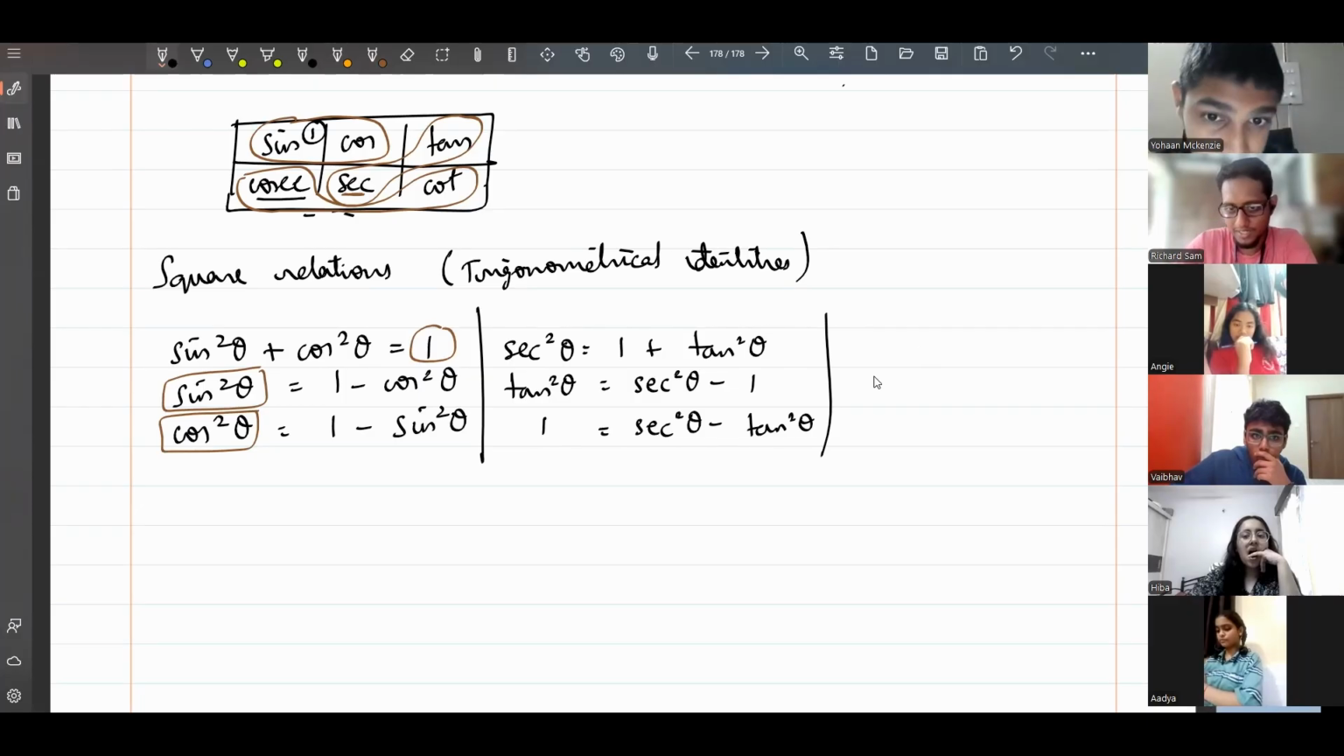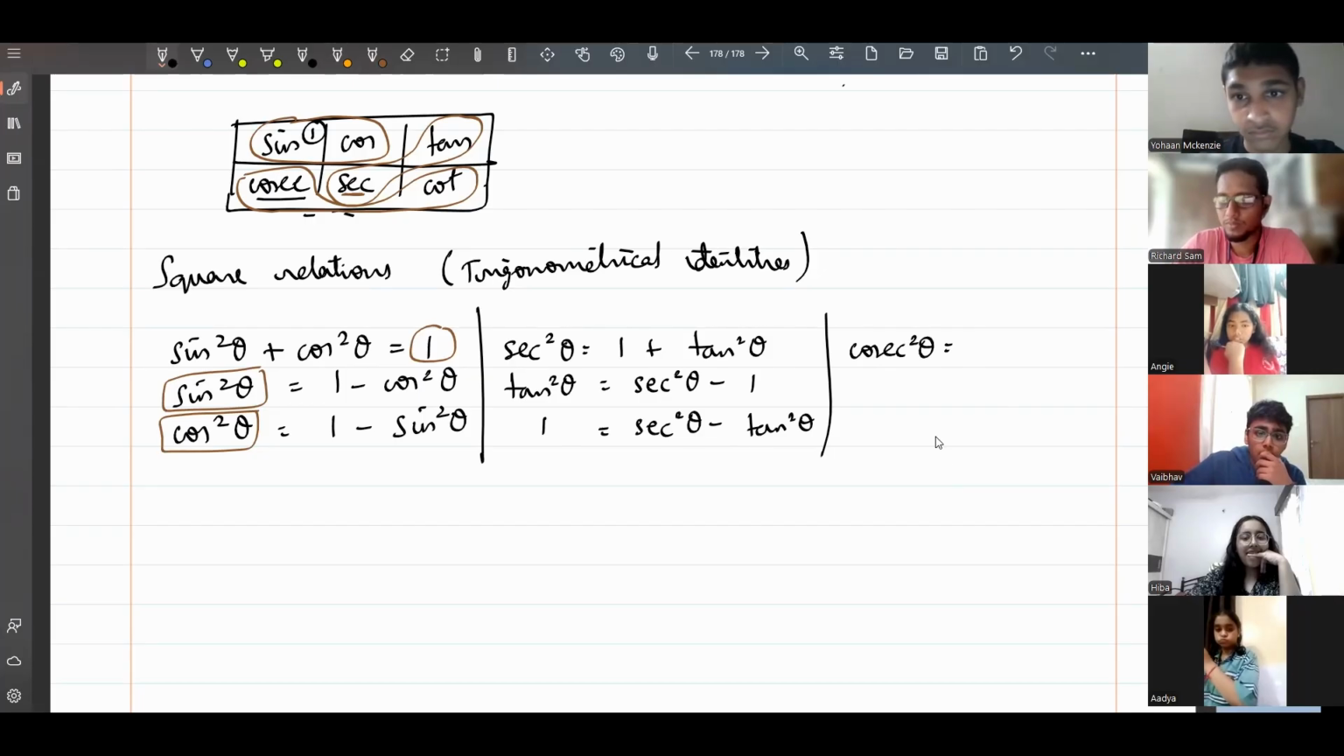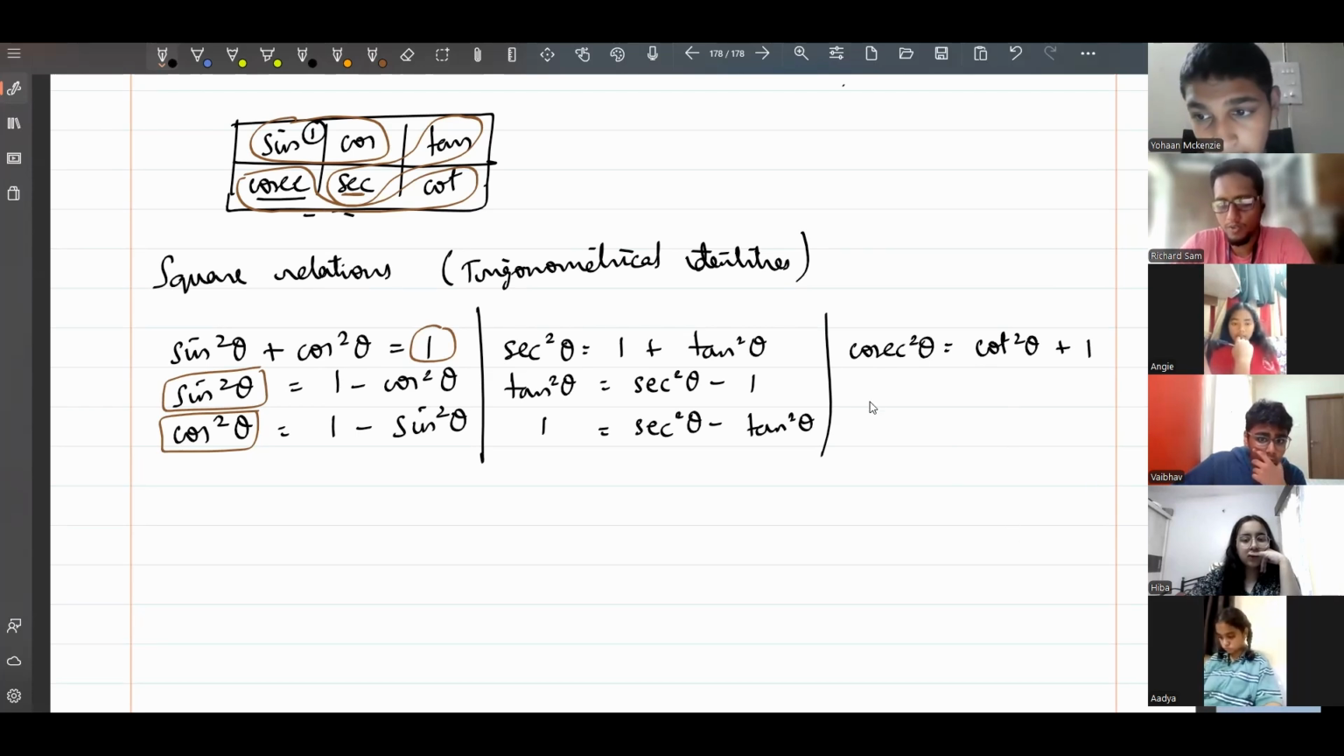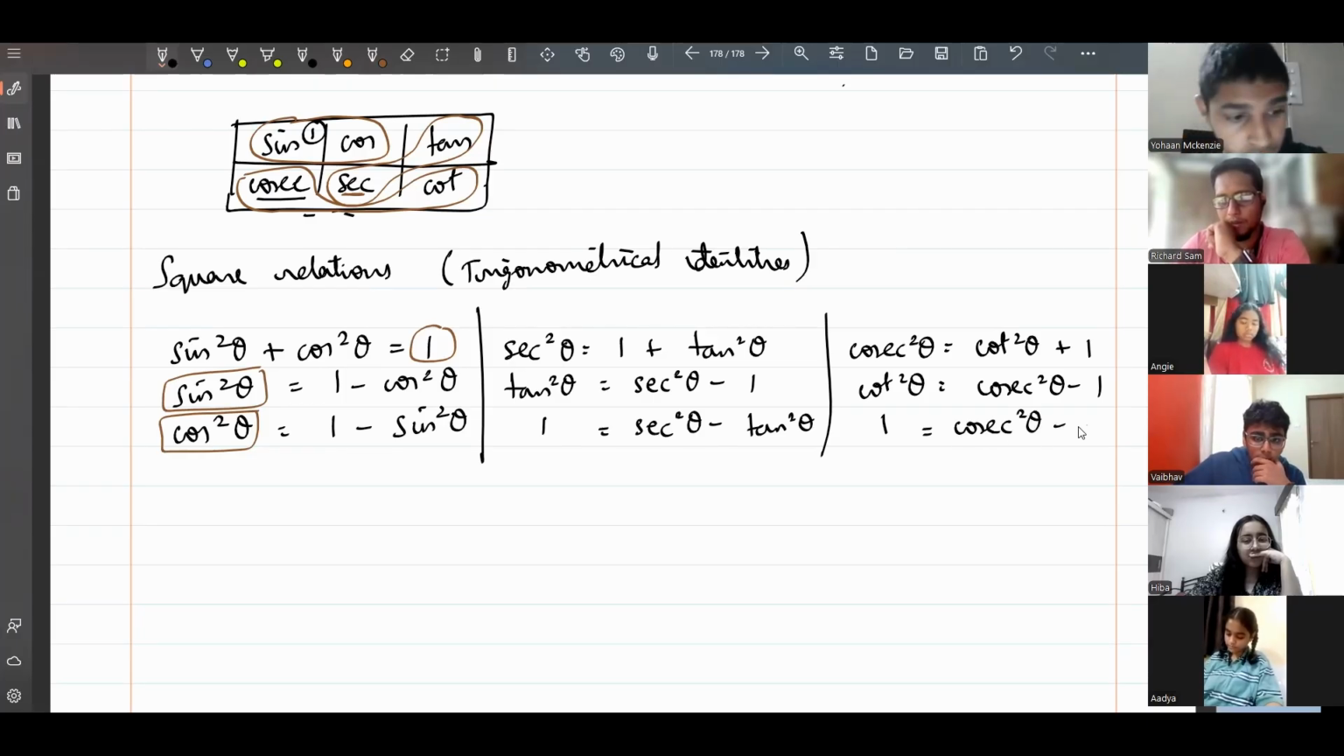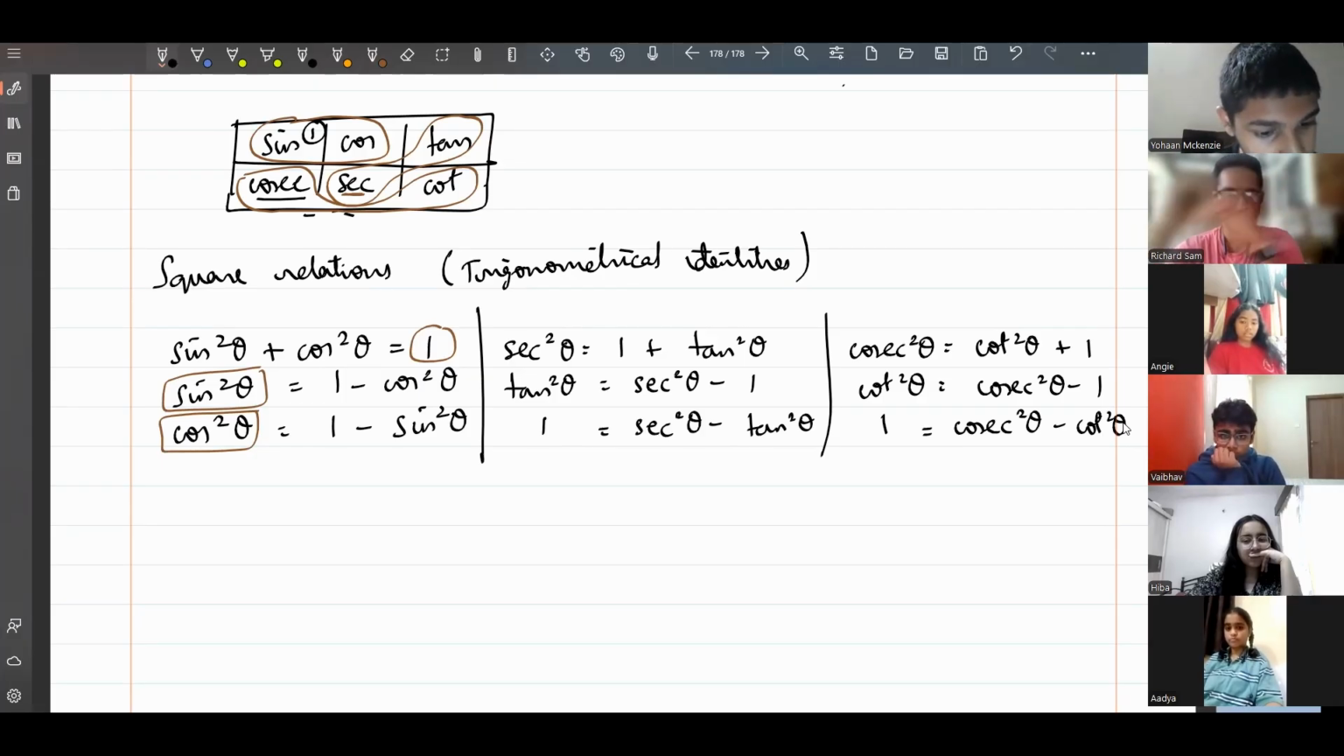So what would be your first identity? Cosec square theta is equal to the sum of the other 2: cot square theta plus 1. Or if you make cot square theta the subject, that would be cosec square theta minus 1, because remember, cosec square theta is the biggest. It's always big minus small. Or if you make 1 the subject, then 1 is equal to cosec square theta minus cot square theta. That's all the trigonometric identities or square relations.